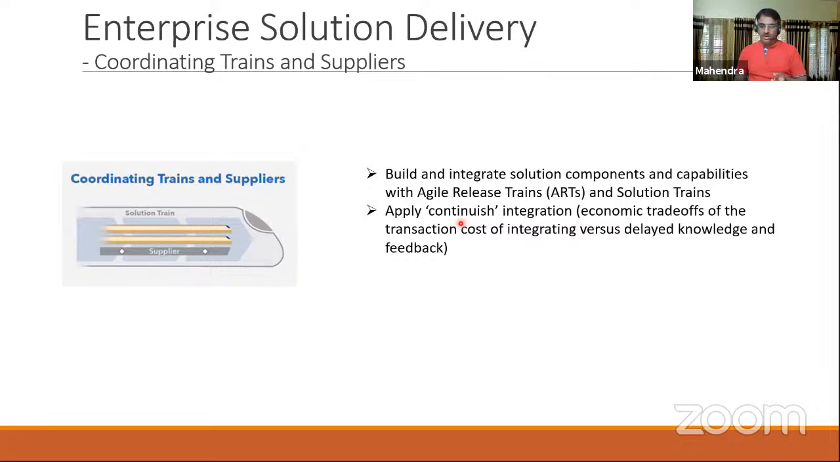So you have to take a cautious call and make a trade-off between the cost of integration and the hit that we can take in delayed feedback and the knowledge that we can generate from our solution. And you need to have systems thinking to manage the supply chains as well.